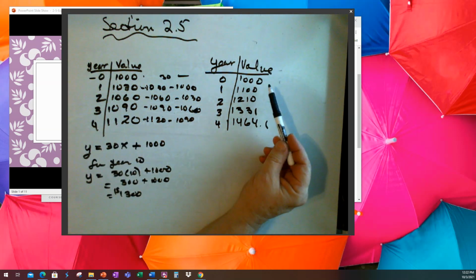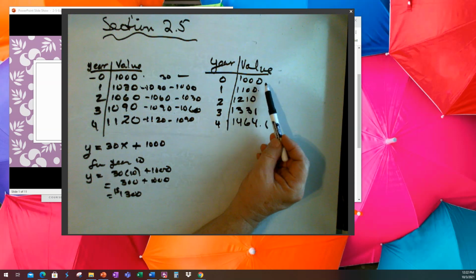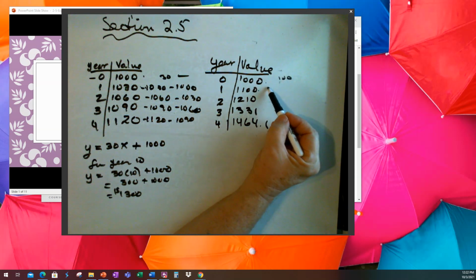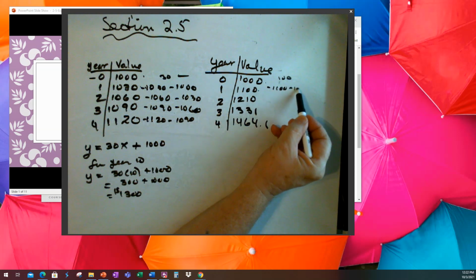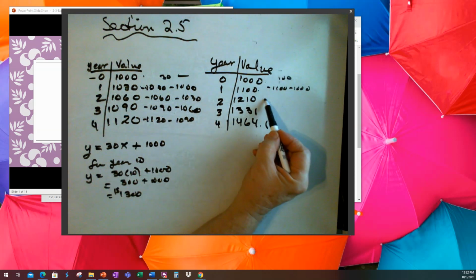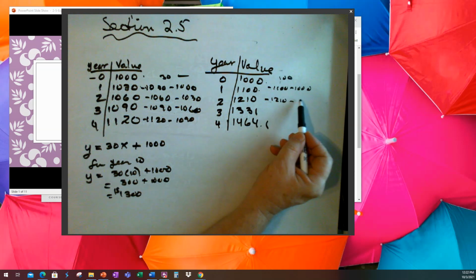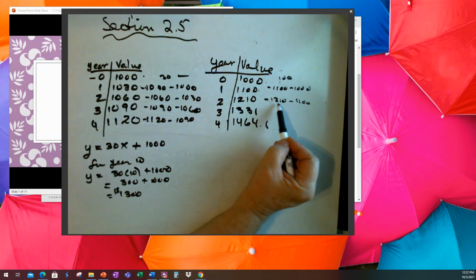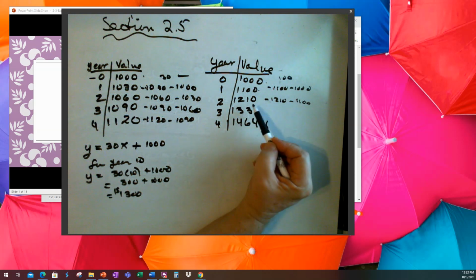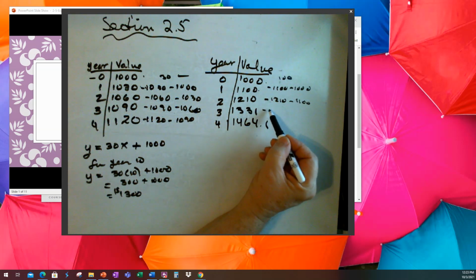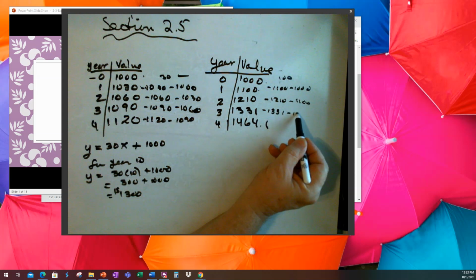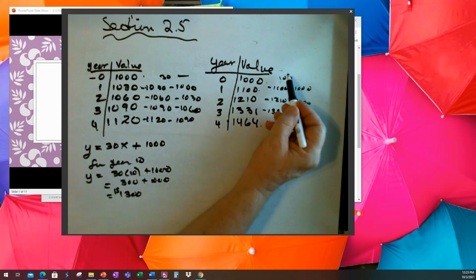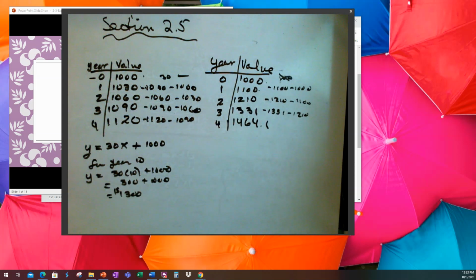Now here, if I start here, 1100 minus 1000, I get 100. But when I do 1210 minus 1100, I don't get 100, it's 110. And if I check 1331 minus 1210, I get 121. So this is no longer valid.